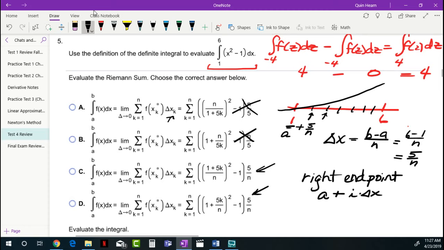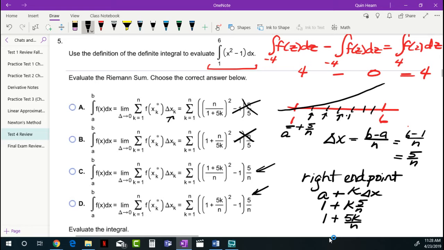I'm not sure if they did use the right endpoint, but let's see. So what I mean by that is you take your starting point, which in this case would be 1, I refer to it as A, and you're going to add to it the size of the base, the delta x, 5 over n. But then for the next one, you're going to add 2 times 5 over n, and then 3 times 5 over n, and so on. So the way we write that is a plus I times delta x. That gives you the right endpoint of each one of the rectangles.